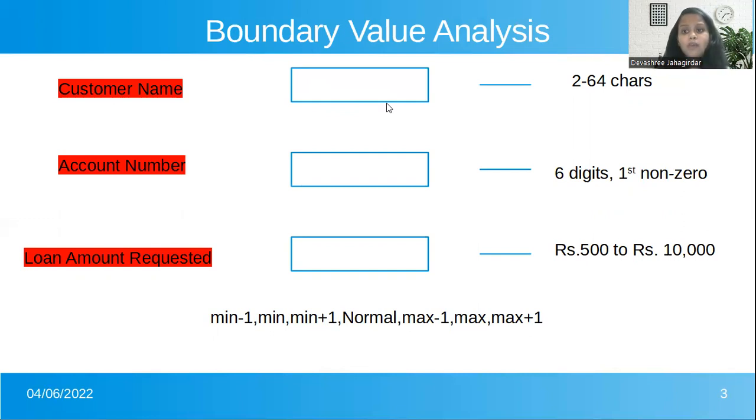So this is what the boundary analysis does. It contains minimum minus 1, minimum plus 1, normal, maximum minus 1, maximum plus 1. All these sets of data are entered to check the actual working or the functioning of that particular page or that particular software. So this is what the boundary value analysis is.